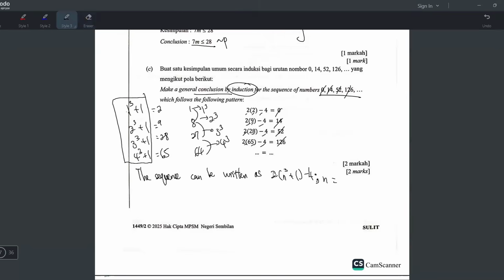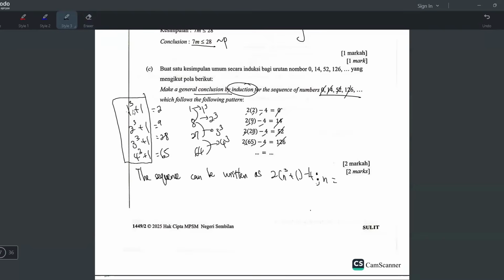And if you want to expand, I think you can also. If you expand, it becomes 2n power 3 and then plus 2 minus 4, which is 2n power 3 minus 2. I think if you write like that, it is acceptable. Okay. But I will not do that. I think I will just leave it like this. Okay, now we just have to write n equals.